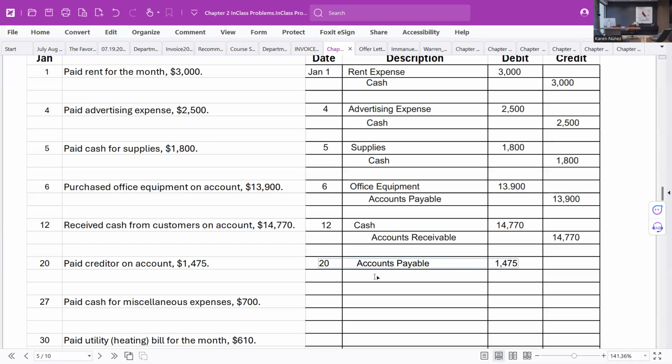And the cash is flowing out. Indent that credit. Decrease the asset by crediting. Got that cash account on the 20th for 1475.